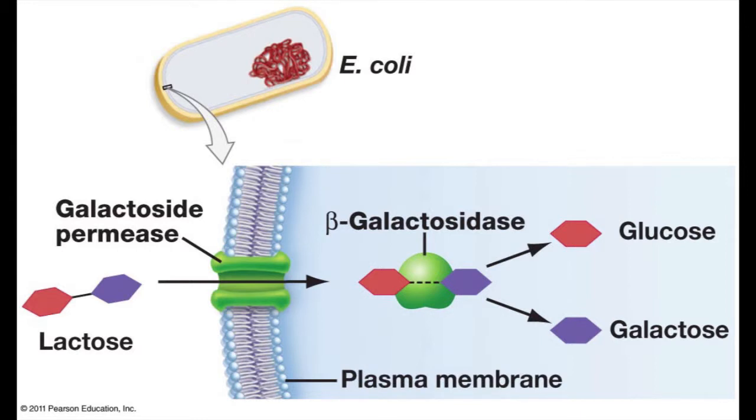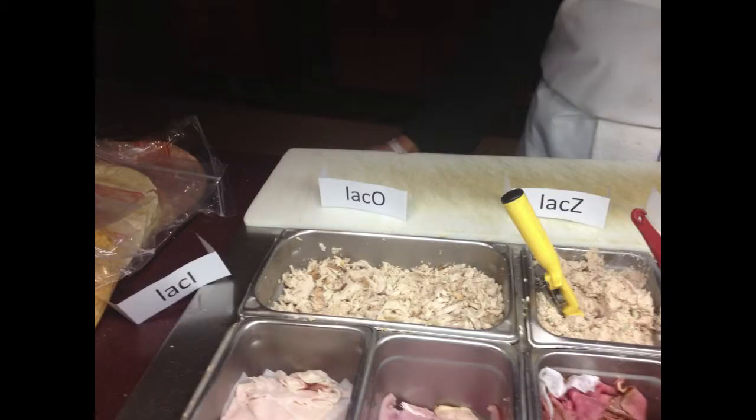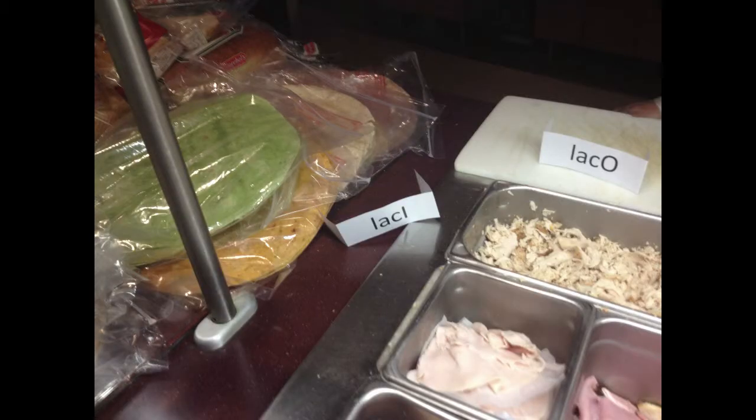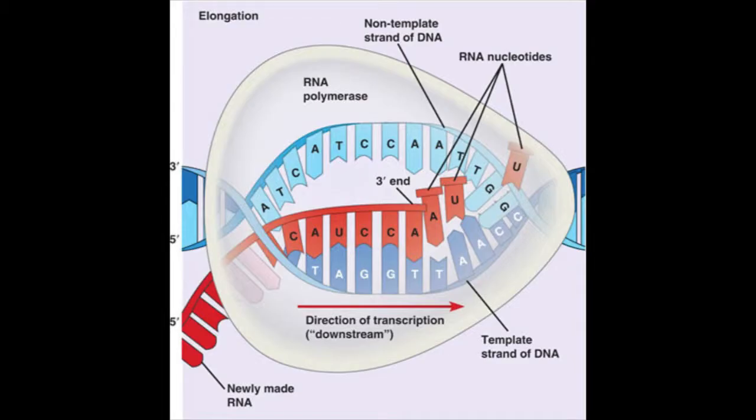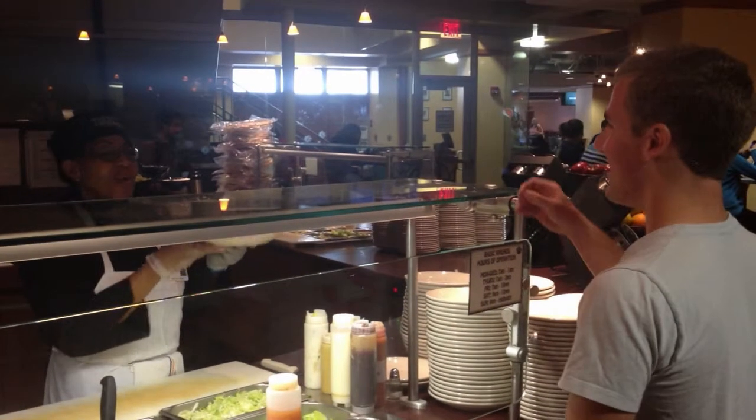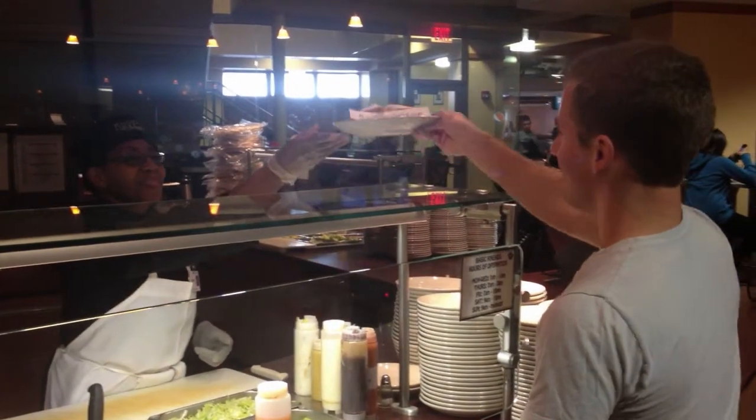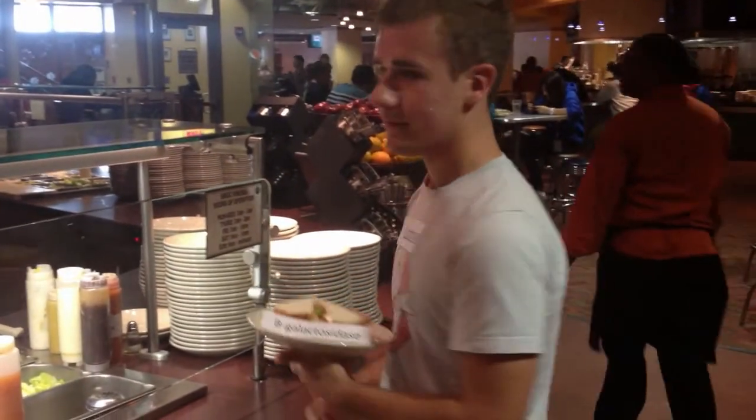In addition, the operator area is coded for by a gene called LAC-O, and another gene called LAC-I is located upstream of the operon and can shut down LAC-Z and LAC-Y if the cell can't find any lactose. As RNA polymerase begins cranking out sandwiches using the ingredients LAC-Z, LAC-Y, and LAC-A, students begin to take them. Some would pick up the beta-galactosidase sandwiches and become lactose.